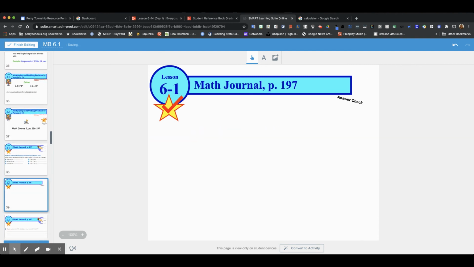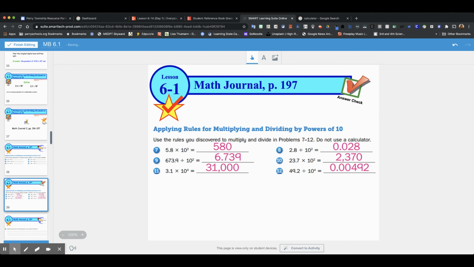Here we go. Number 7 should change to 580. 8 should change to 28 thousandths. Notice that's a with a TH. Number 9, 6 and 739 thousandths. 10, 2,370. 11, 31,000. And 12, we've got 0.00492. If you notice, all the multiplication ones, the numbers got larger. All the division, the numbers got smaller.